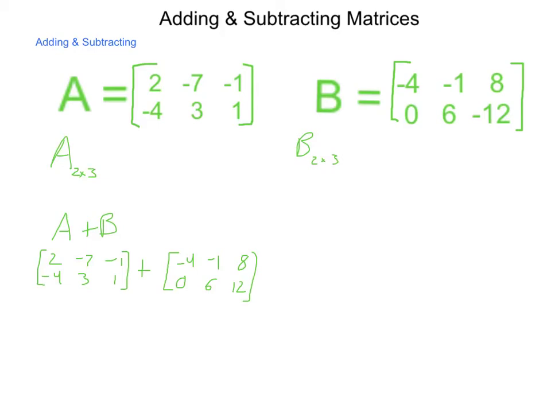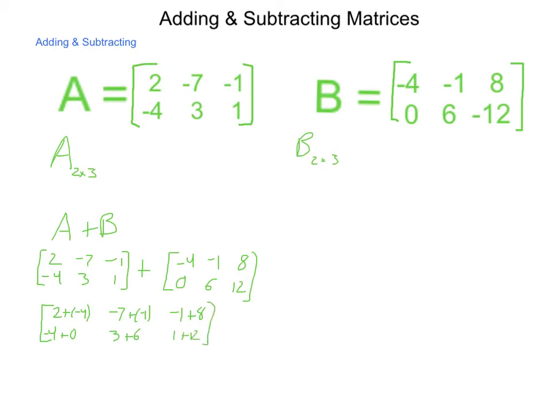Now, in order to get our answer, what we're going to do is add corresponding items. We're going to start in matrix A with element 2, or item number 2, and we're going to add to that its corresponding element from the next matrix, which is negative 4. Then we have negative 7 plus a negative 1, and we have negative 1 plus 8. Second row, we have negative 4 plus 0, we have 3 plus 6, and we have 1 plus 12.